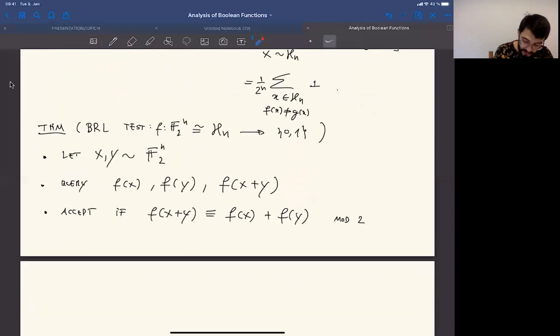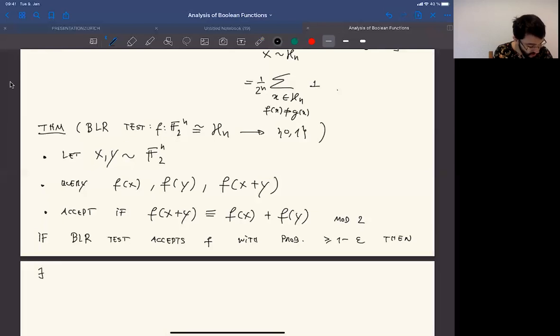And great, so this is the test. And so the theorem says, if the BLR test, of course, has to be in alphabetical order, BLR, if the BLR test accepts f with probability greater or equal than 1 minus epsilon, then there exists a linear g such that the distance of f to g is less or equal than epsilon. Okay.